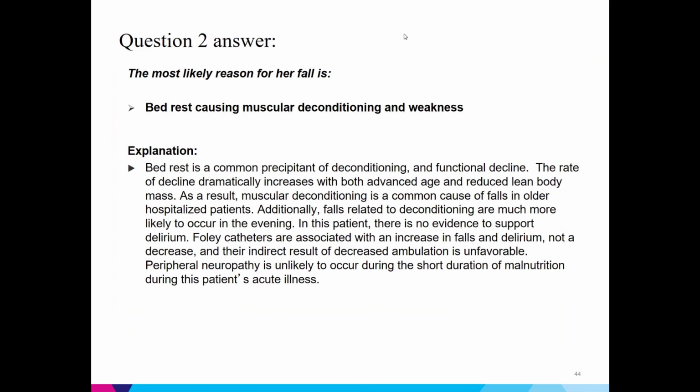In this patient, there is no evidence to support delirium. Foley catheters are associated with an increase in falls and delirium, not a decrease, and their indirect result of decreased ambulation is unfavorable. Peripheral neuropathy is unlikely to occur during the short duration of malnutrition during this patient's acute illness.